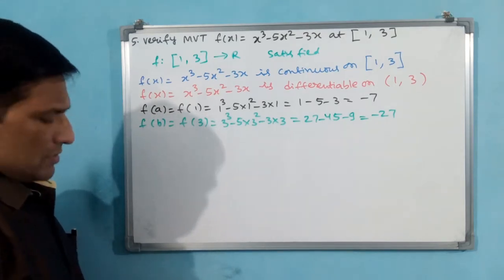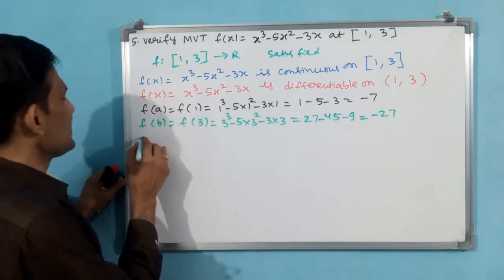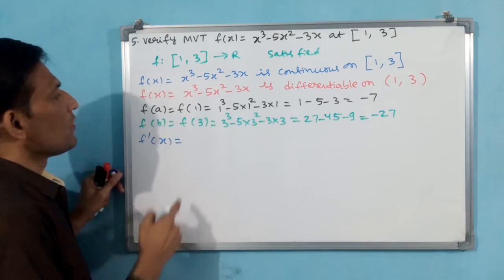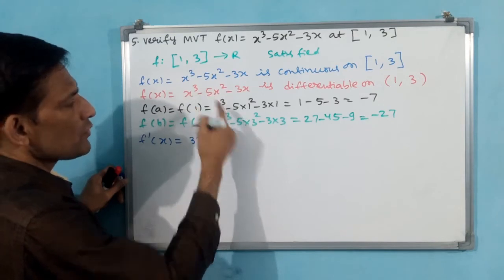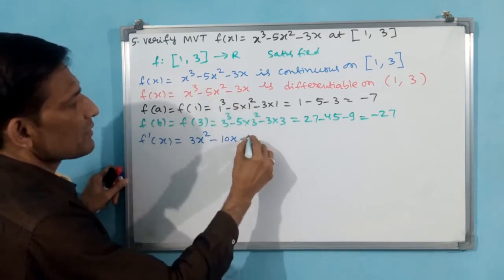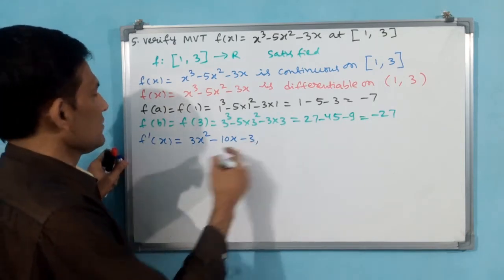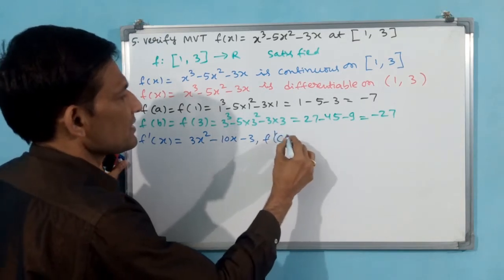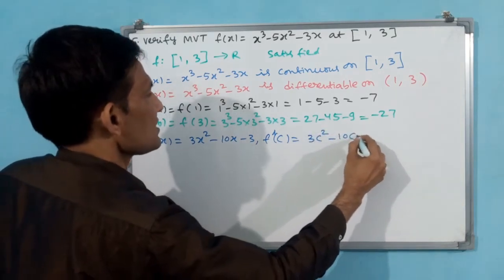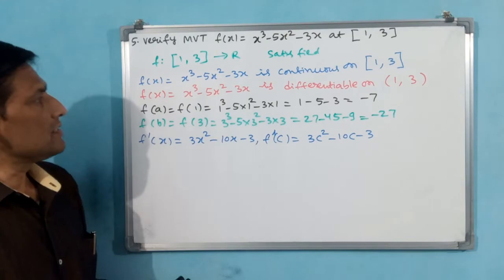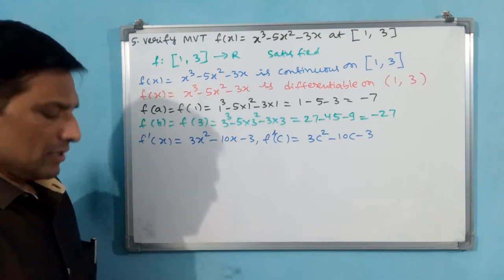Then go for f'(x), because now you go for the derivative. f'(x): x³ gives 3x², x² gives 2x, 2x times 5 is 10x, and 3x gives 3. This is the derivative. But here is a quadratic equation that you have to solve. Because you want f'(c), f'(c) = 3c² − 10c − 3. It has come in quadratic form. Let it be, we can solve.